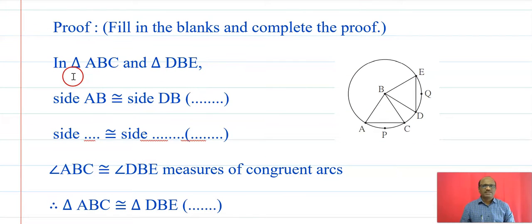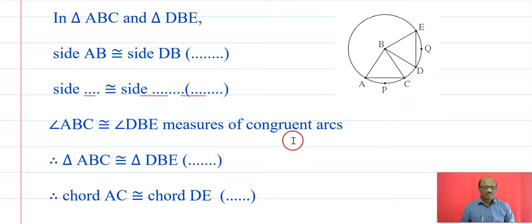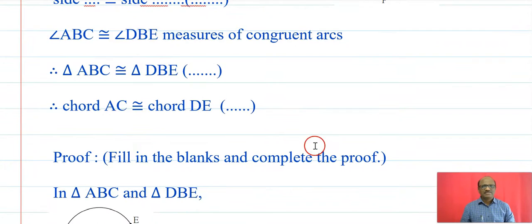We'll consider the two triangles, triangle ABC and triangle DBE. Side AB is congruent to side DB, the radii of the same circle. Next, side BC is congruent to side BE, again the radii of the circle. Angle ABC is congruent to angle DBE, the measures of congruent arcs. And that's why triangle ABC is congruent to triangle DBE by the SAS test. Hence chord AC is congruent to chord DE, the corresponding sides of congruent triangles, and hence the theorem is proved.